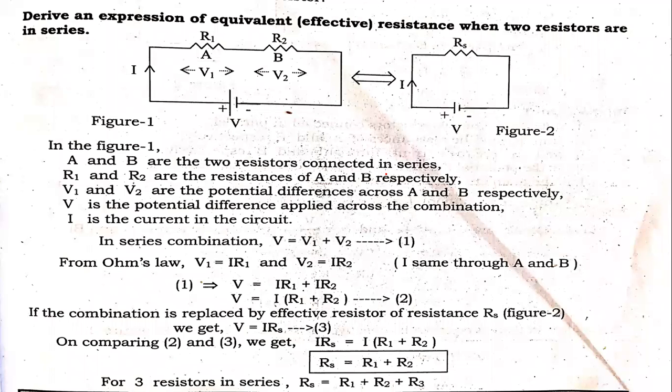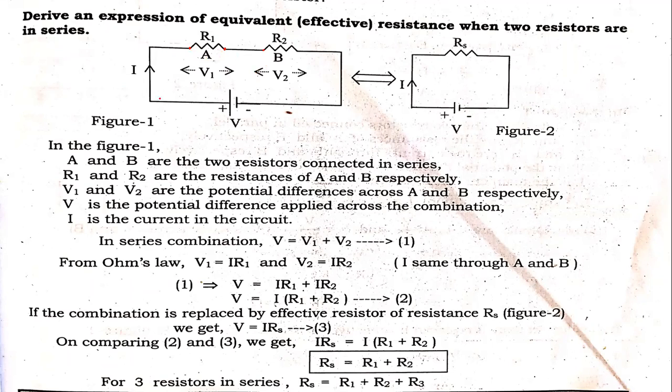So here I have given the derivations directly. Resistance in series: let us consider this as a resistor with resistance value R1. B is also a resistor, with resistance value R2. They are connected end to end. This will be one end, this will be the second end. When resistors are connected end to end, they are said to be connected in series.